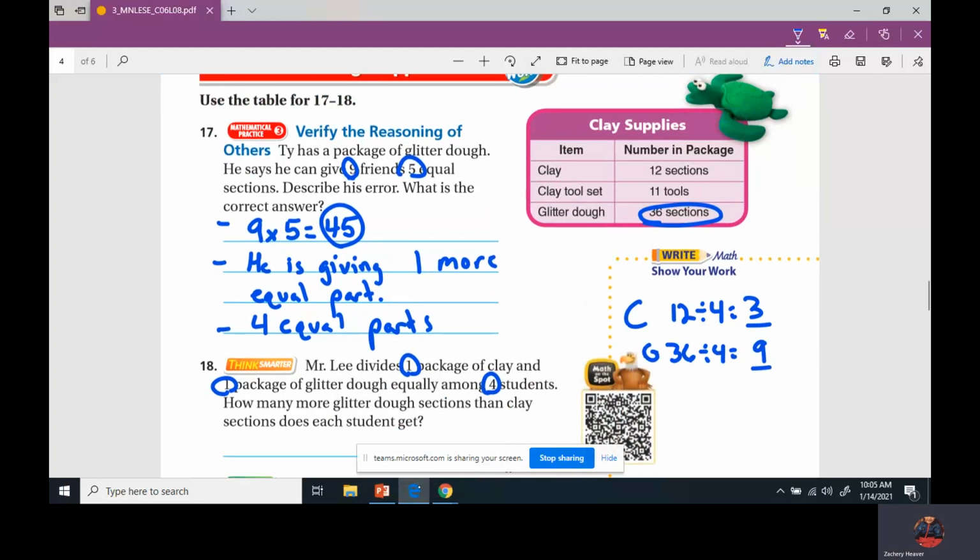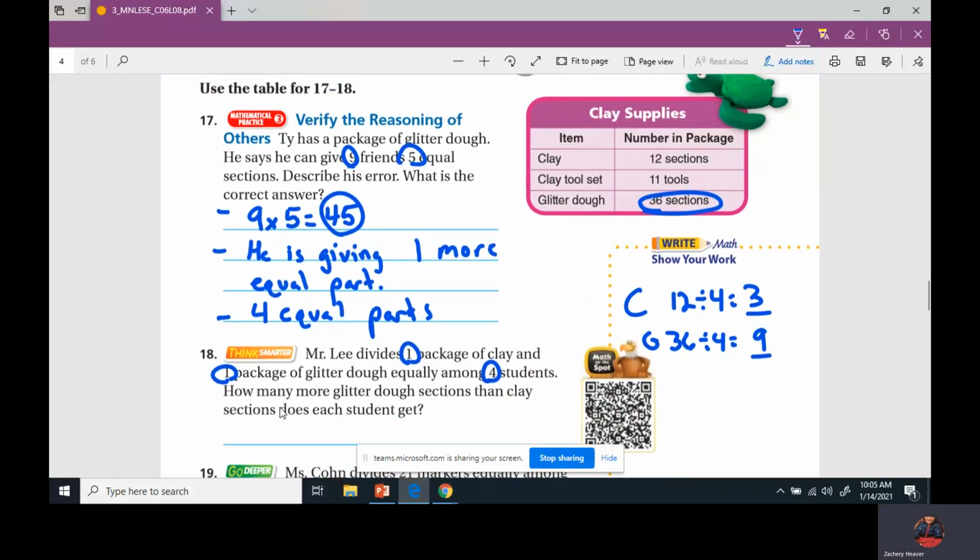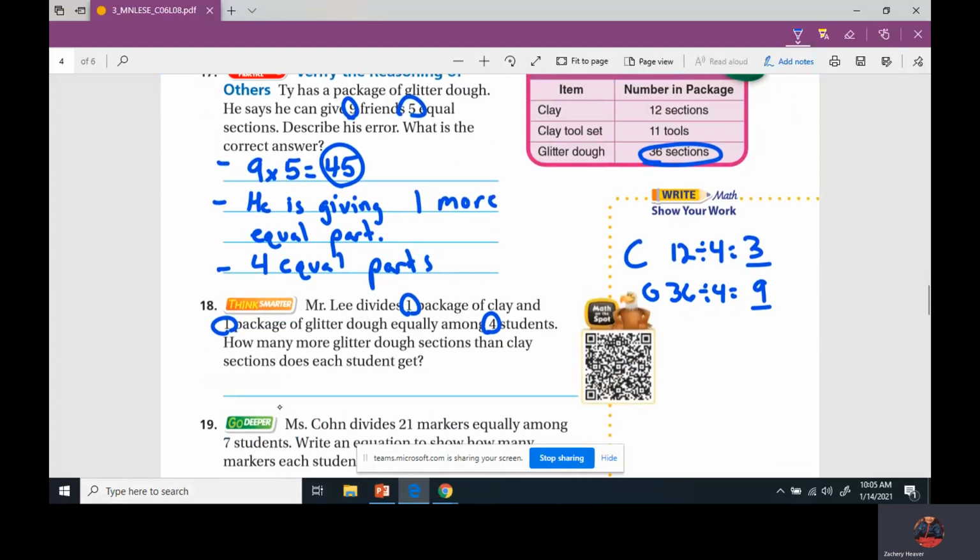So put G for glitter. How many more sections of glitter dough are they getting? Well, they get 9 of glitter, and they got 3 of clay. So how many more? 9 minus 3 makes 6 sections. 6 sections.